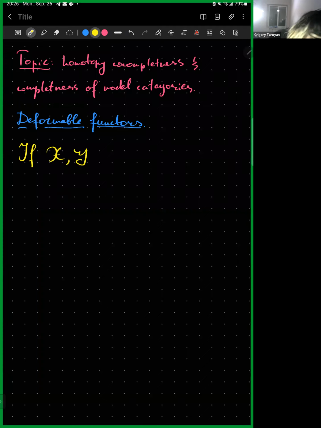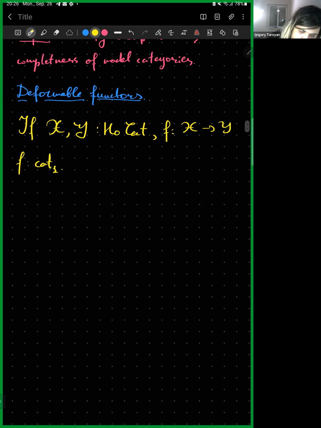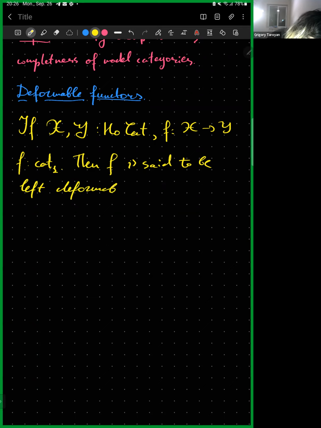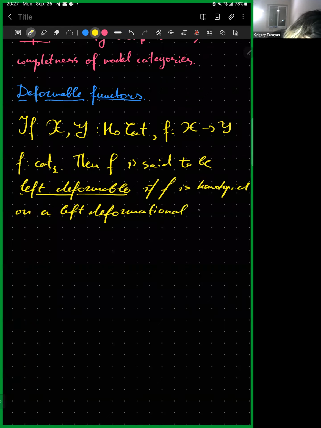Okay, so if X and Y are just some homotopical categories, and we have a not necessarily homotopical functor F between X and Y, then F is said to be left deformable if F is homotopical on a left deformational retract of X.